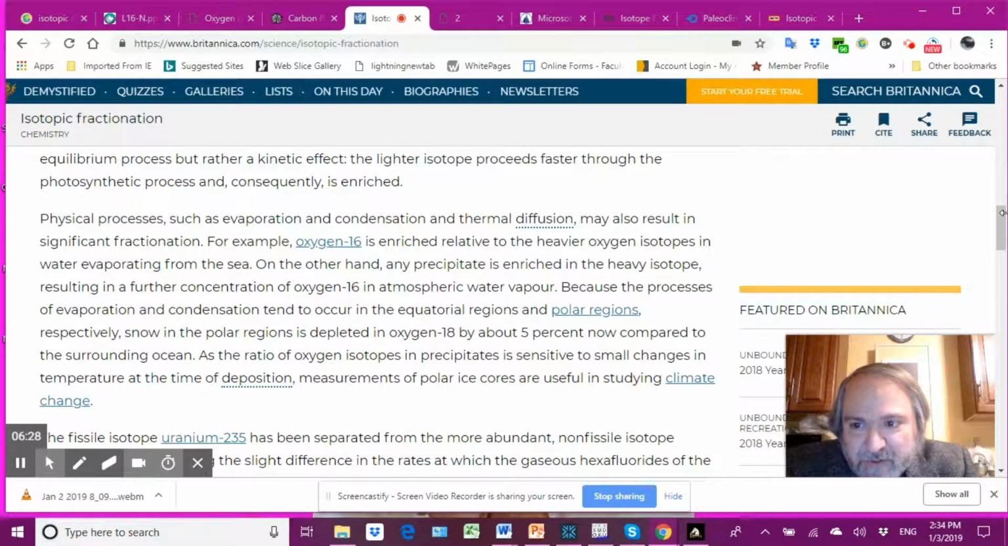Because the processes of evaporation and condensation tend to occur in the equatorial regions and polar regions respectively, snow in the polar regions is depleted in oxygen-18 by about 5% compared to the surrounding ocean. As the ratio of oxygen isotopes in precipitates is sensitive to small changes in temperature at the time of deposition, measurements of polar ice cores are useful in studying climate change. That's kind of what's going to be the basis for this discussion.